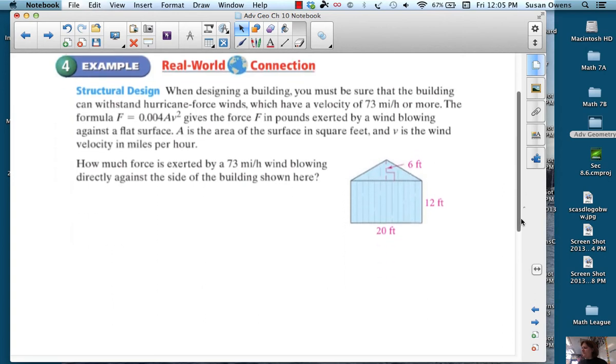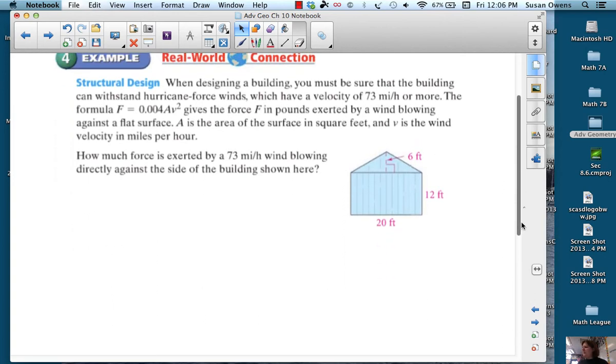So now we have a cool problem. When designing a building, you must be sure that the building can withstand hurricane force winds, which have a velocity of 73 miles per hour or more. The formula force equals 0.004 times area times the velocity squared gives the force F in pounds exerted by a wind blowing against a flat surface. A is the area of the surface in square feet, and V is the velocity of the wind in miles per hour. Okay. So what we need to find is the area, and that just involves finding the area of the shed. Well, the area of the shed has two parts.